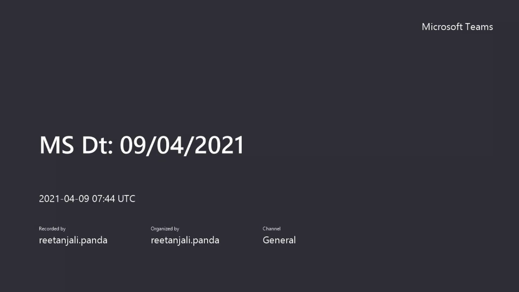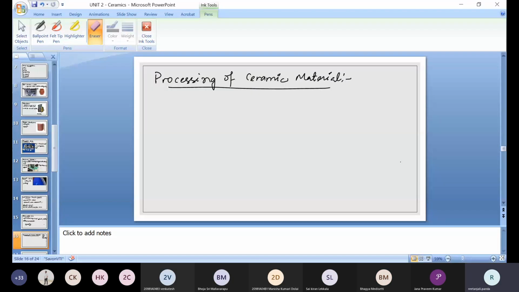So in this one, the first type of processing of ceramic material, or first type of material for which we will be learning the processing, is your glass material. Okay. So we should first know what the processing of glass material is, or what process we are following to get a glass material.